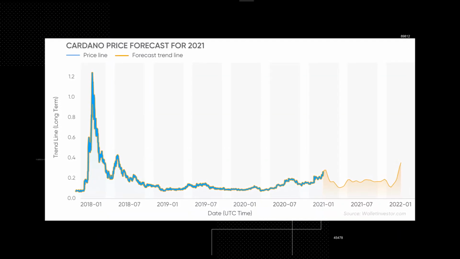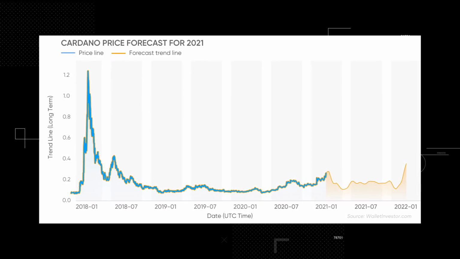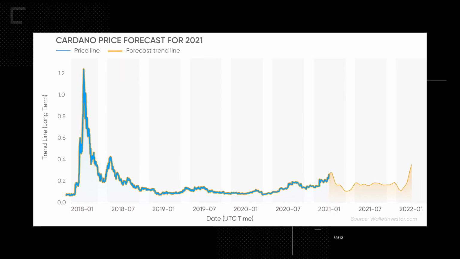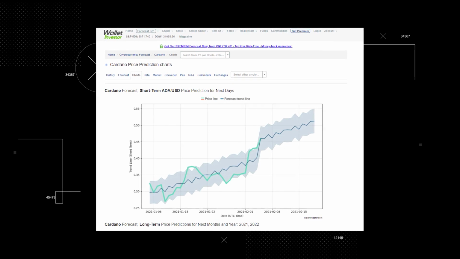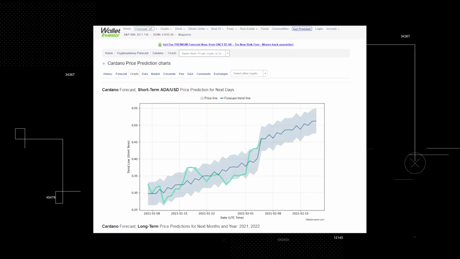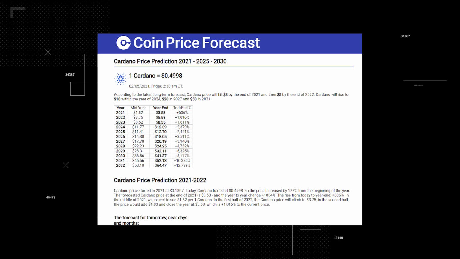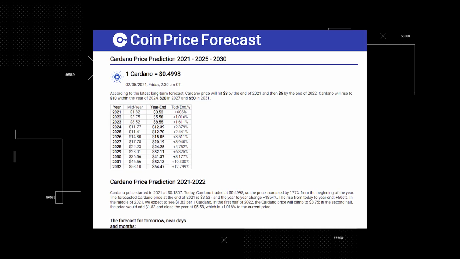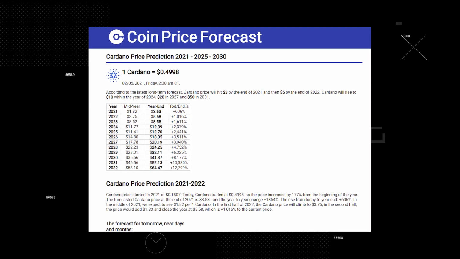recovering close to the year's end to trade at an average of 27 cents, with a high estimate of around 40 cents, which it has already surpassed, and a low of 15 cents. Wallet Investor also believes ADA could potentially reach 72 cents by the end of 2023 and $1.18 by the end of 2025. CoinPriceForecast.com estimates the coin's price to end 2023 at $1.30 and 2026 at $2.17.